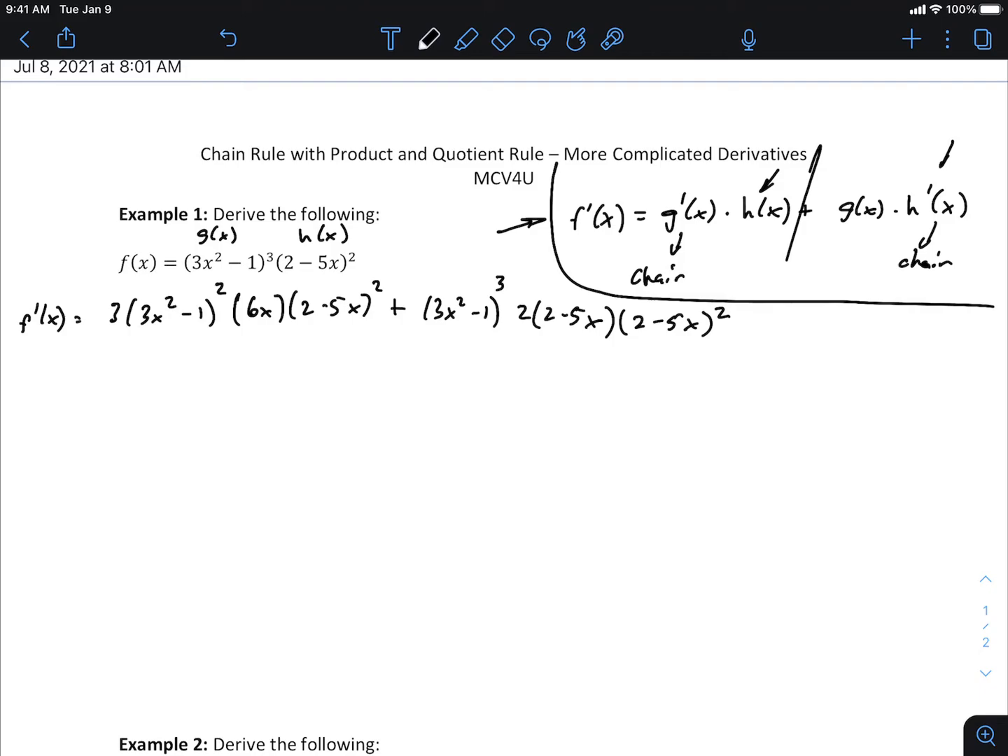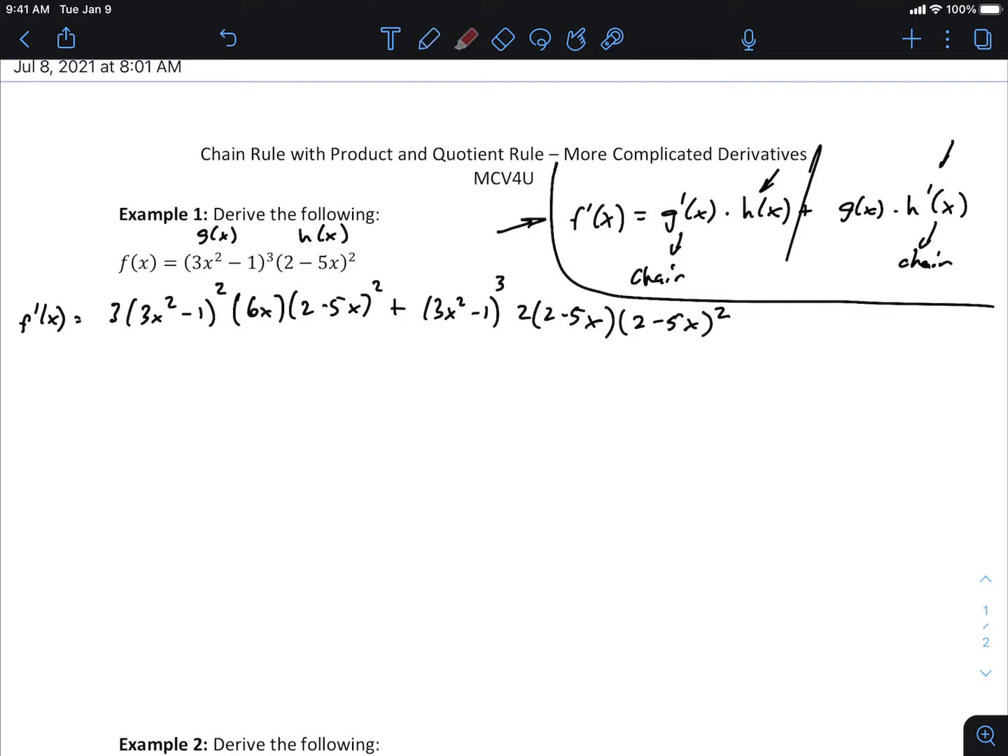Now, sometimes cleanup can be difficult, and sometimes cleanup can be a little bit easier. And one thing you should resist the urge to do is just start expanding all of this stuff and then collecting like terms. I suppose you could do that, but that's a lot of work. What I see off the top is you can combine some things.